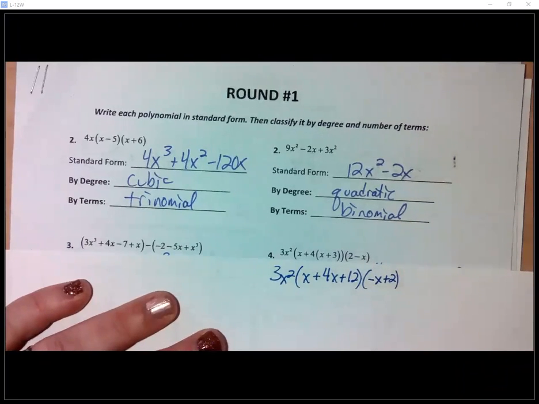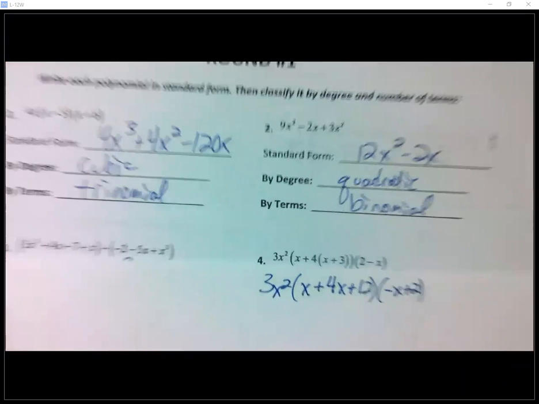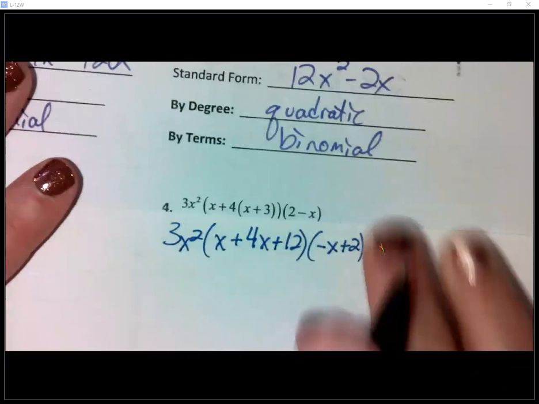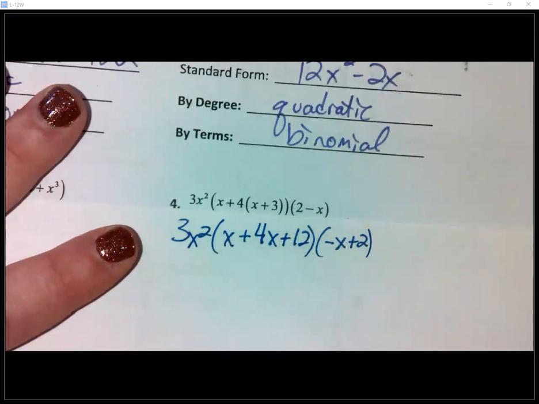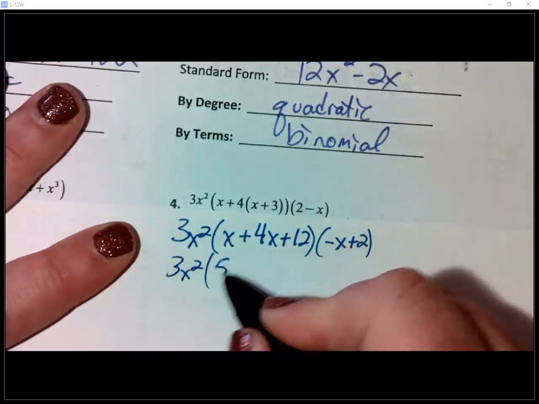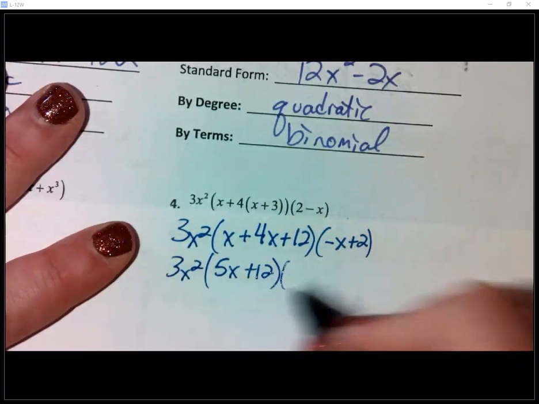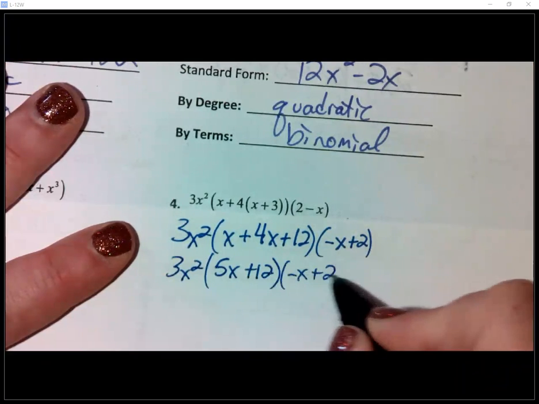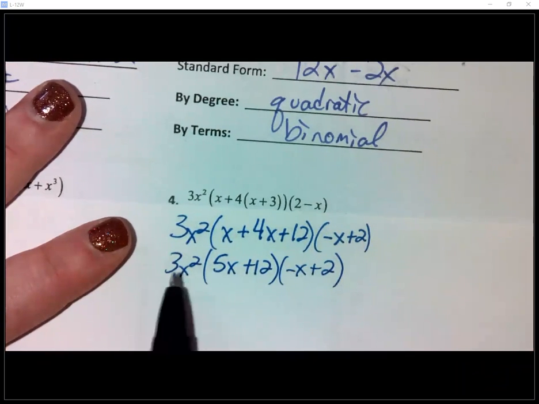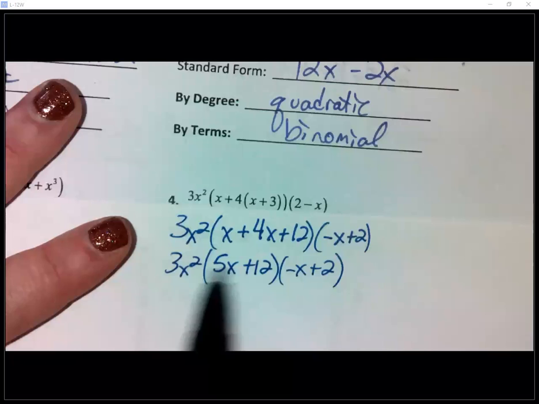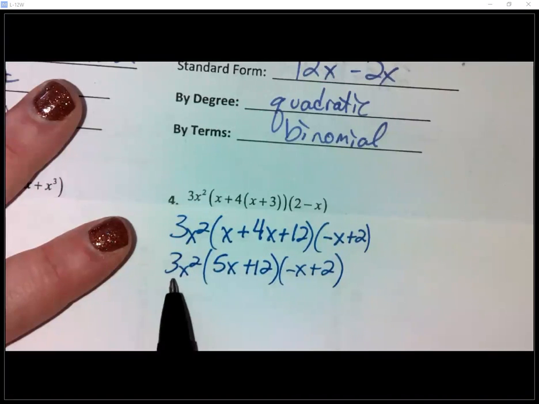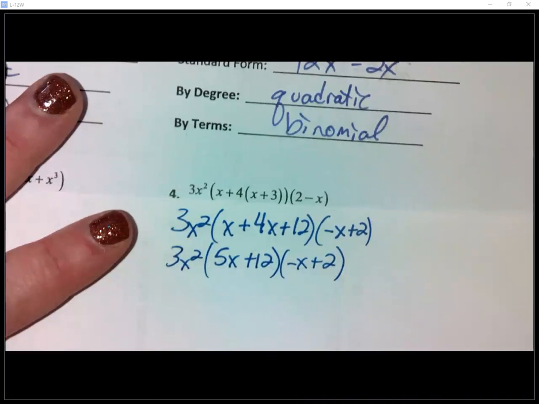And then let me zoom in a little bit. Now in my first parenthesis, I have some like terms I can combine, so let me do that. It's now going to be 5x plus 12, and then I'll have my negative x plus 2. So now this is all multiplication, so it's up to you how you want to tackle this. You can do the 3x squared times this and then FOIL those two answers together. You could FOIL these two together first and then multiply by the 3x squared. I think that's what I'll do, but it really doesn't matter because it's all multiplication.